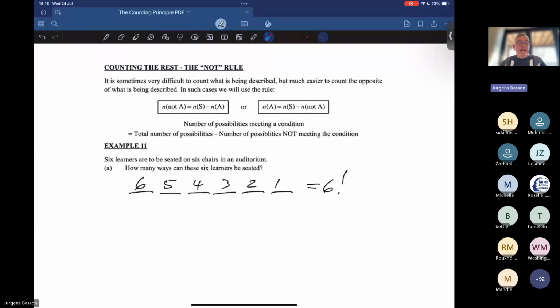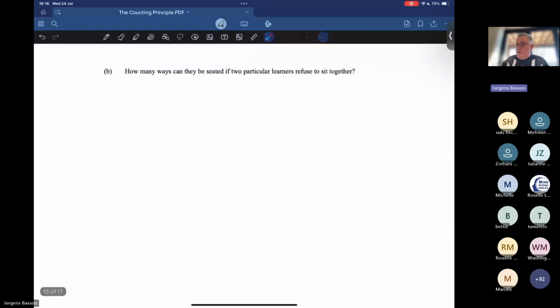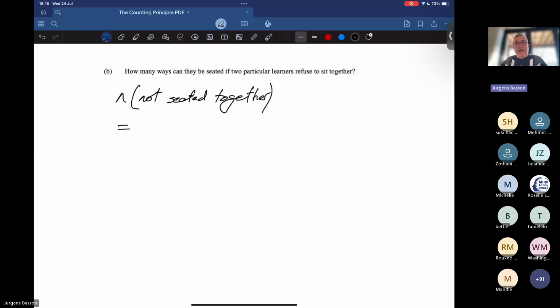So how do we write it down? We're going to do exactly this. We can say the n of not seated together is equal to my sample space, 6 factorial, subtract seated together.